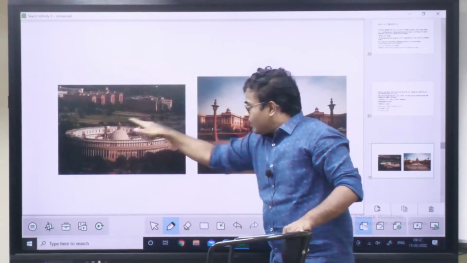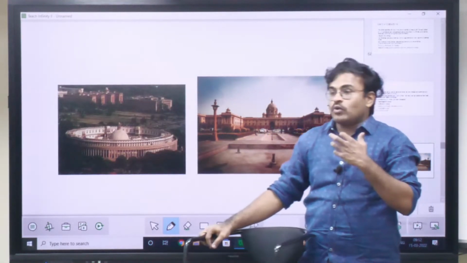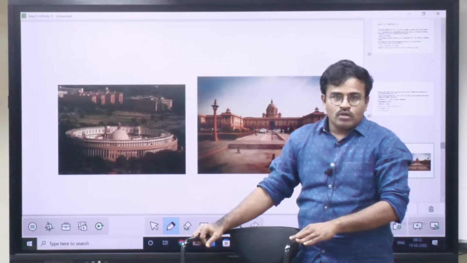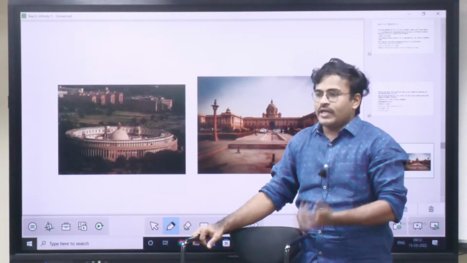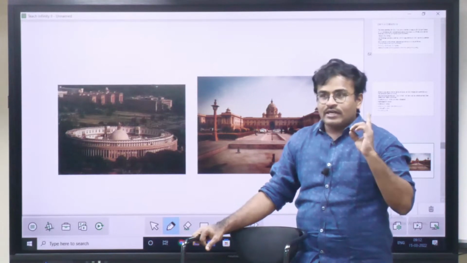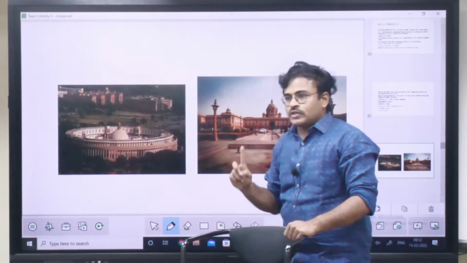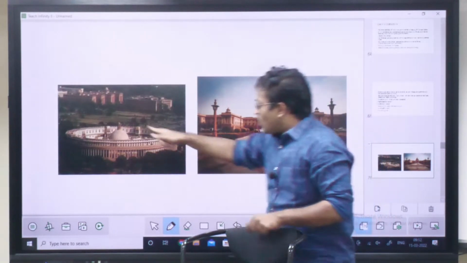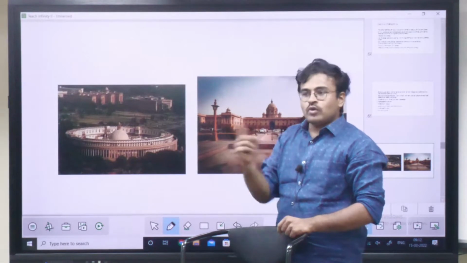And the Parliament building's structure is adopted from the temple known as the Chausat Yogini temple, which is present at Morena, a place in Madhya Pradesh. There is a temple called Chausat Yogini, the 64 Yogini temple. I think in Khajuraho also we talked about a Chausat Yogini temple. Here in Morena also there is a Chausat Yogini temple in Madhya Pradesh, and the model of this Parliament building is adopted from it. So that is a Hindu influence.